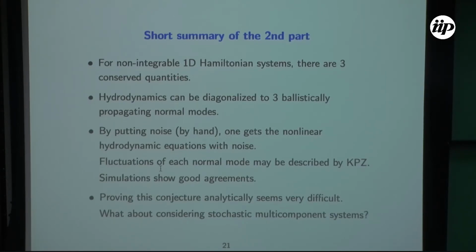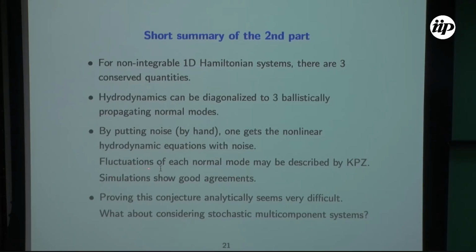Okay, so this is a short summary of the second part about nonlinear fluctuating hydrodynamics. We are considering non-integrable one-dimensional Hamiltonian systems, which should have three conserved quantities. And the hydrodynamics can basically be written down, and this can be diagonalized to three ballistically propagating normal modes. So this is the situation for this case. And we are interested in fluctuations. Maybe we could try to study such effects by putting noise in by hand. So this is the nonlinear fluctuating hydrodynamics.